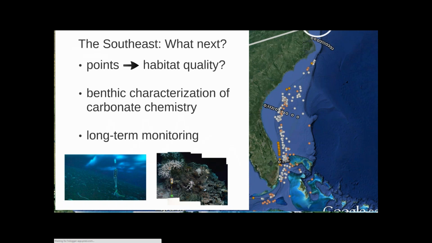So looking at what I put up there, the first thing obviously is to move beyond points, because I think our West Coast story evolved quite a bit when we thought about how many occurrences were there in such an acidic environment, but then took a closer look to think about the habitat quality they provide. So the Southeast might be among the best regions to do that, where available data exists for a lot of these reef habitats. Secondly, we'll need to continue the benthic characterization of the carbonate chemistry.